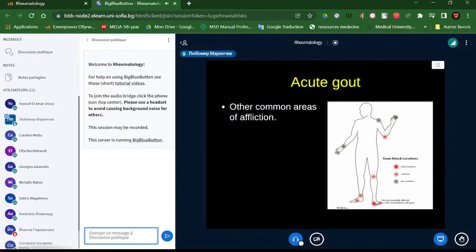These are schematically presented the zones and joint places where a gouty crisis can happen. You see here the toe, the ankle, the tarsal region of the foot, knee, elbow, and less often the small joints of the fingers of the hands, the wrists, and so on.